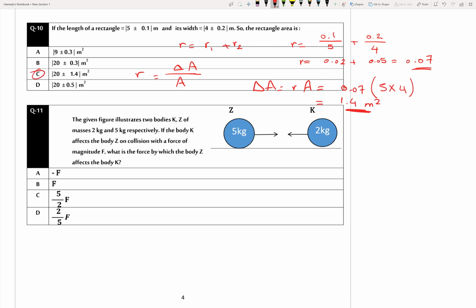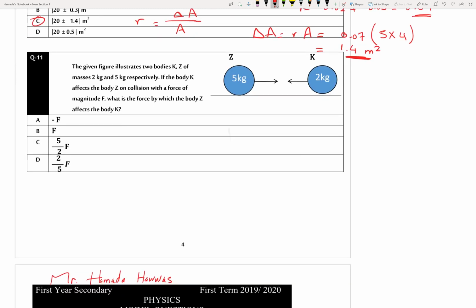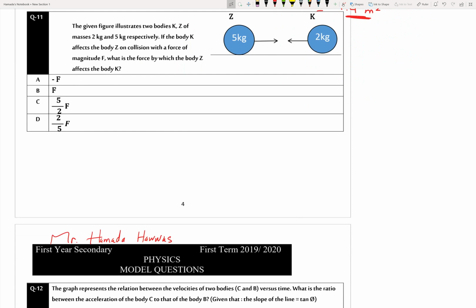The given figure illustrates two bodies, K and Z, of masses 2 kg and 5 kg respectively. If the body K affects the body Z on a collision with a force of magnitude F, what is the force by which the body Z affects the body K? Alright, these problems depend on Newton's third law. For every action there is a reaction equal in magnitude, opposite in direction. So if K affects with F, Z will react with negative F, the same magnitude but opposite direction. So our answer will be A.